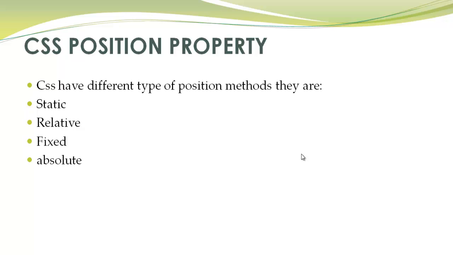Coming to relative, it adjusts away from the normal position. Next we have fixed: even if the text is scrolled, the element will stay fixed if we apply the fixed property. And next we have absolute, which is positioned relative to the nearest positioned ancestor element. We'll see one by one how to display these properties.